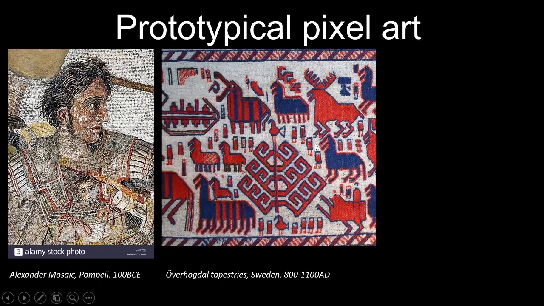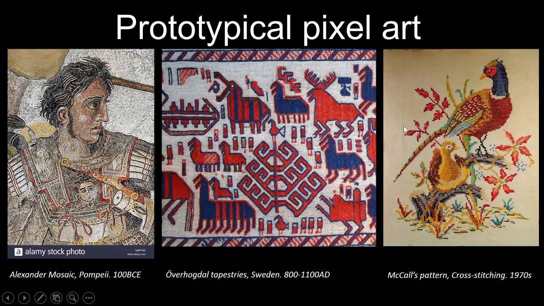The next example is cross-stitching, which looks even closer to what we consider pixel art nowadays. This is a McCall's pattern from the 1970s. We have what look like discrete units of color based on a grid pattern, and the effect of creating extra colors with the proximity of 2 or 3 different colors together, so it kind of blends visually.